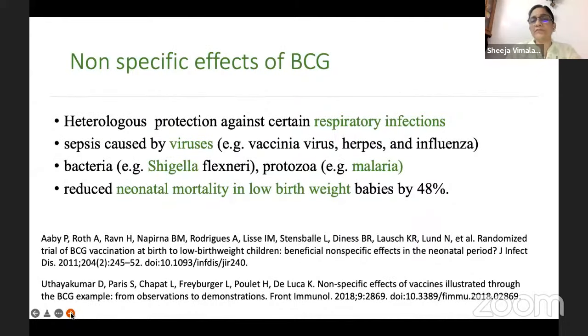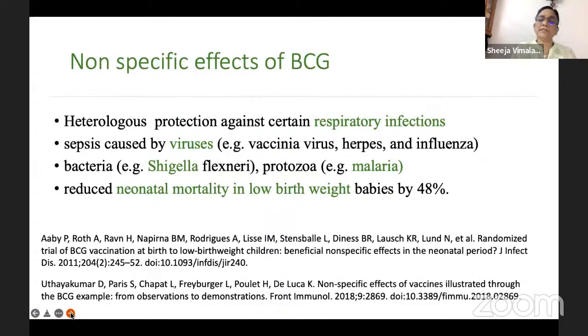So what is the non-specific effect of BCG? It has been found that BCG has a heterologous protection against certain respiratory infections. Sepsis caused by viruses like herpes and influenza seems to be less in babies who have received BCG. Similarly, for Shigella and malaria, the incidence also seems to be less. And there is also a reduced neonatal mortality in low birth weight babies by 48%. So these are just some of the studies telling that BCG has non-specific effects.